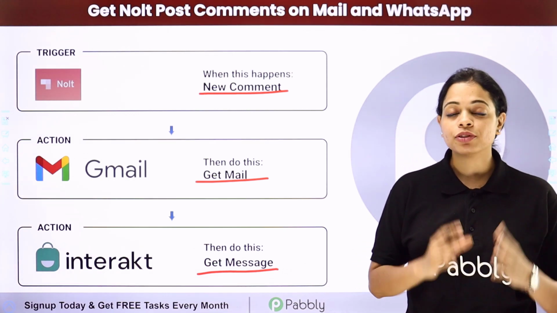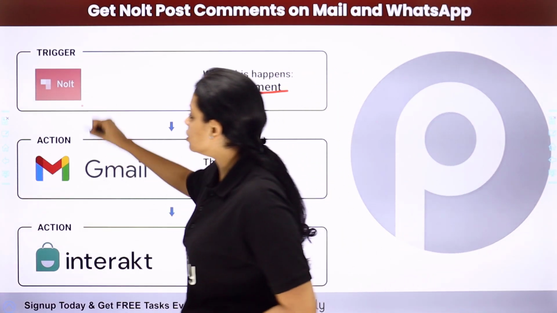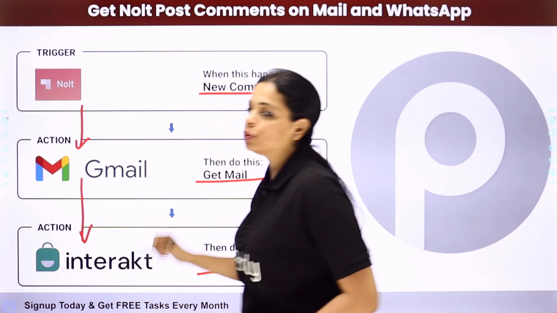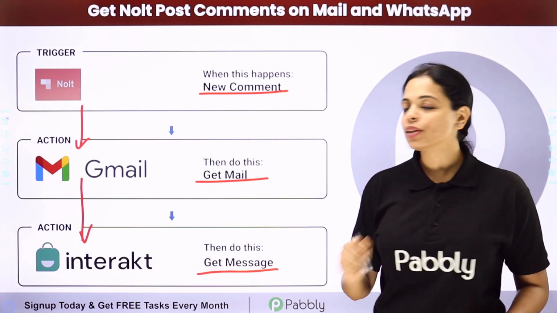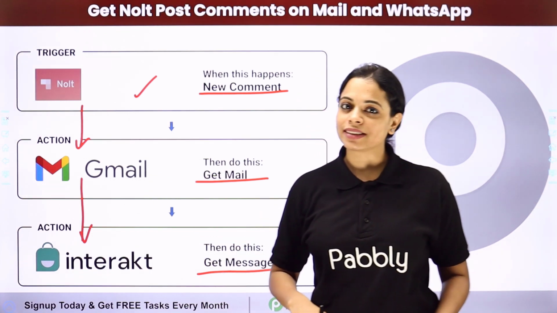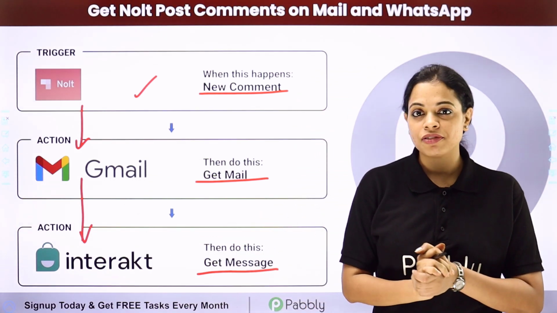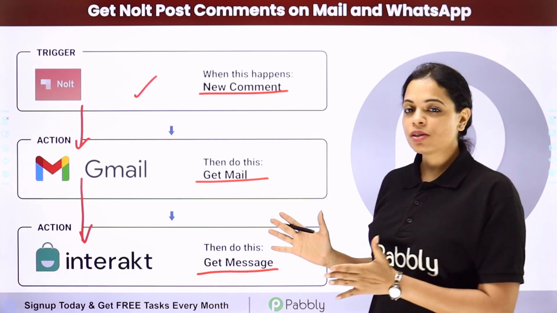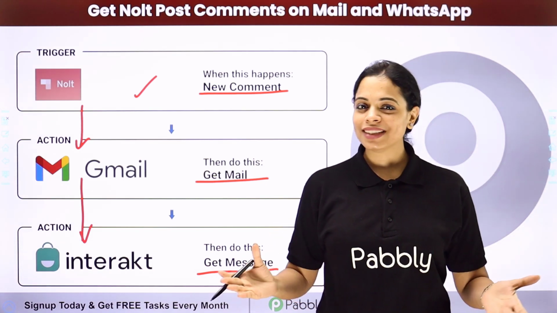How can that happen? For this, I'll be integrating these applications and I'm going to do so using Pabbly Connect. So here my trigger application will be Nolt and my action applications will be Gmail and Interakt. Now, how can you do this yourself? Integrate and automate this entire process. To understand that, let me take you to my screen.